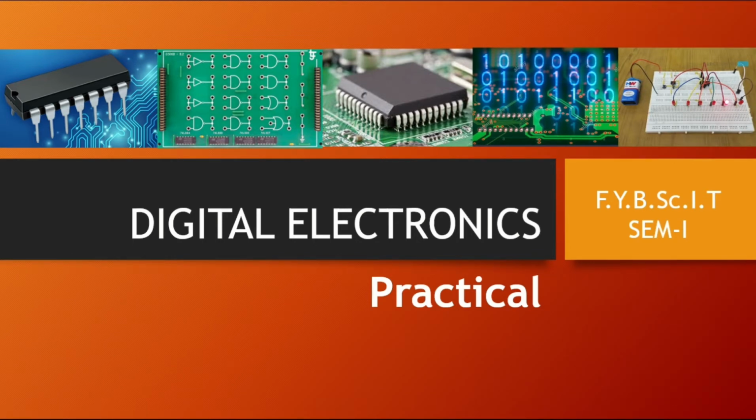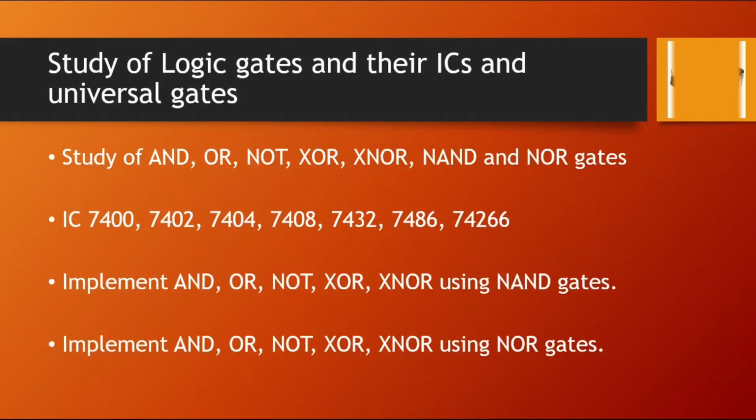So here we are going to discuss the basic logic gates and their ICs and how to interface these ICs. The first practical is about the study of logic gates and their ICs and the universal gate. The logic gates are AND, OR, NOT, as they are written here. Amongst them there are some basic gates and then there are some combinational gates. These are the IC numbers that are used for the AND gate, OR gate, etc. We are going to implement these gates on a breadboard in terms of a circuit.